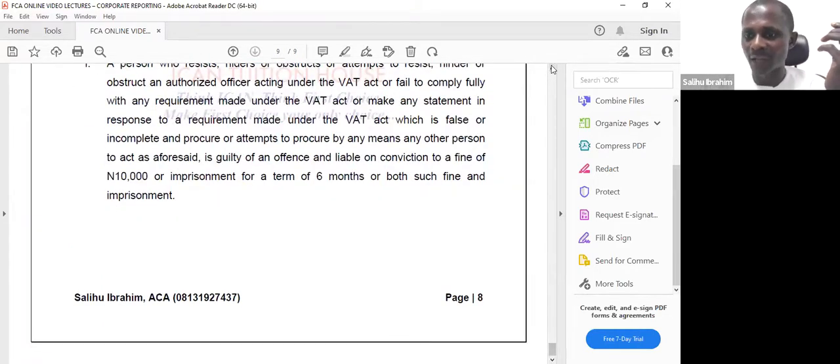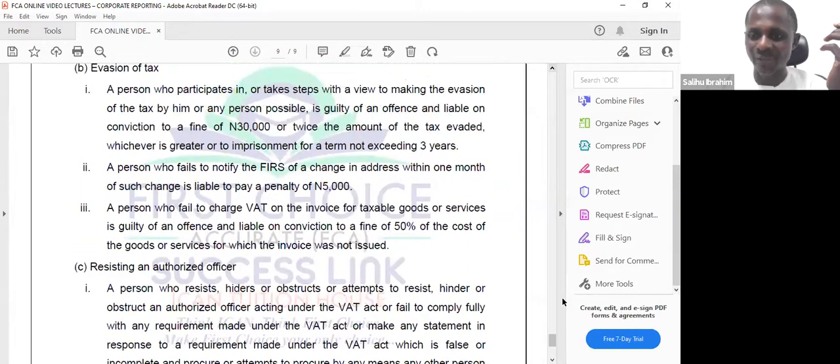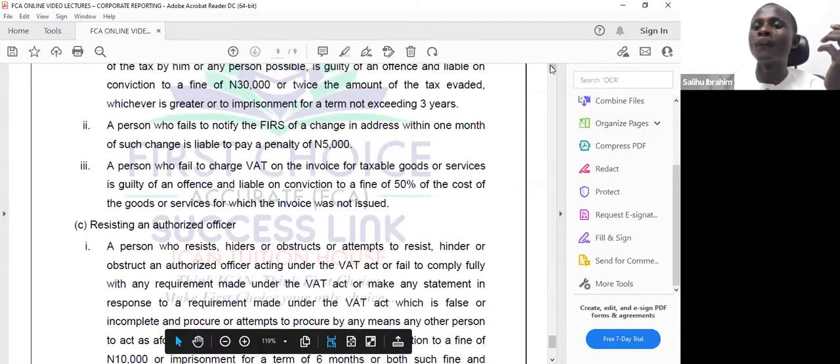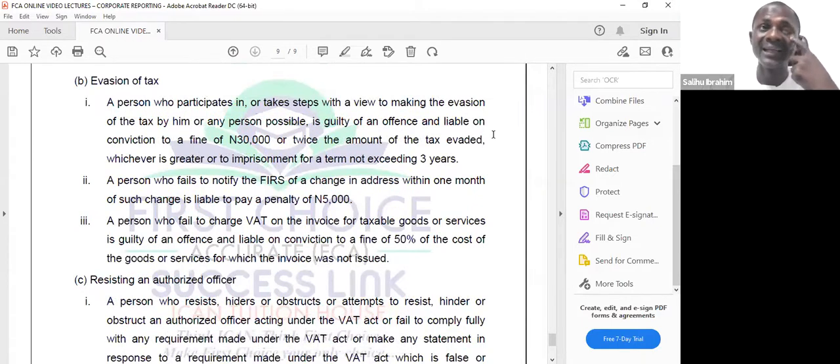Now, generally, to round up the class for today, the Finance Act 2019 amended the Value Added Tax Act. And the major amendments were that, number one, the rate of value added tax was increased from 5% to 7.5%. Before the Finance Act, value added tax was charged at 5%. But the Finance Act raised the rate from 5% to 7.5%. Consequently, in your exam, the rate of value added tax is no longer 5%, but 7.5%. That is the basis upon which the examiner will set your question.